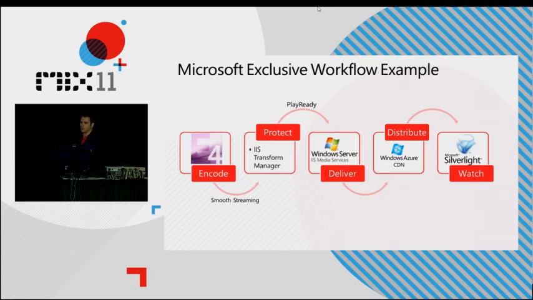using Expression Encoder 4, for example, to encode the video to smooth streaming. Then we take those smooth streaming files and maybe we hand them over to the IIS Transform Manager to apply DRM protection to it, which uses PlayReady DRM. Then we take those files, we put them on a Windows server running IIS Media Services, and we use IIS Media Services to deliver these files using smooth streaming over to the client. We use the Windows Azure CDN, for example, to distribute the content down as far as we can to the edges. And then finally, we use a Microsoft Silverlight-based player application to play back the content. So this would be an example of just a Microsoft exclusive workflow.